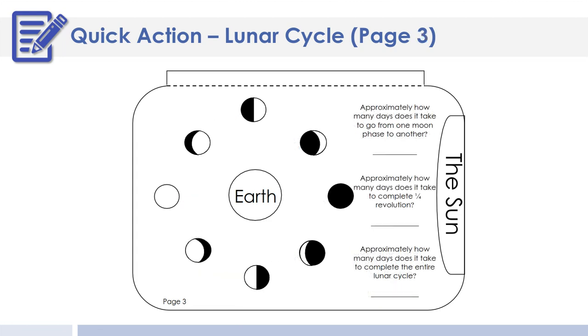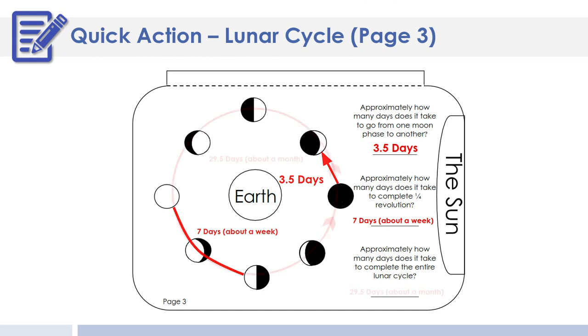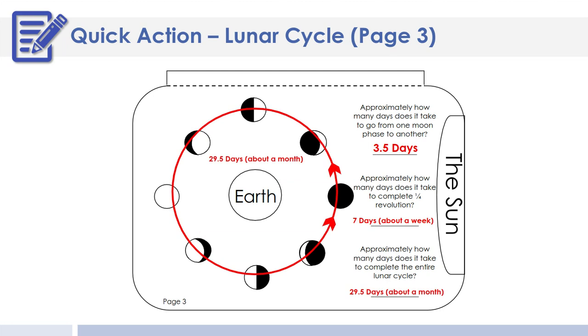So approximately how many days does it take to go from one moon phase to another? Well, it takes 3.5 days to go from one phase to another. All right, so if you're going from a new moon to a waxing crescent, it'll take 3.5 days. How long would it take to complete 1/4 of a revolution? Well, if it's 3.5 days from here to here, it's probably another 3.5 days from our waxing crescent to our first quarter. So it's about 7 days. And then approximately how many days does it take to complete the entire cycle? For the entire cycle, it is 29.5 days, so roughly about a month.